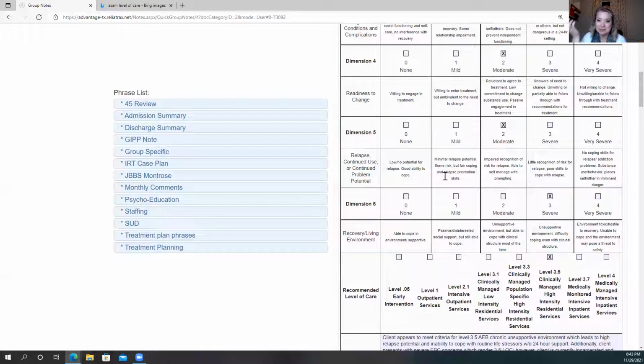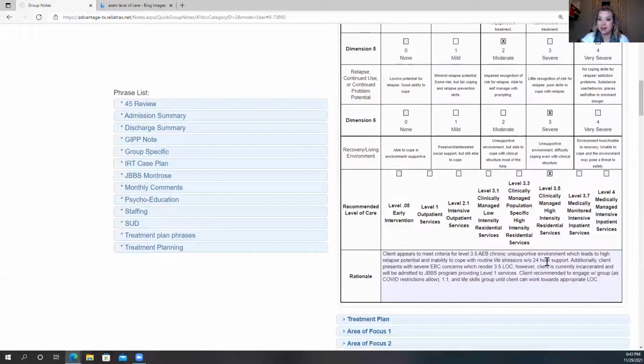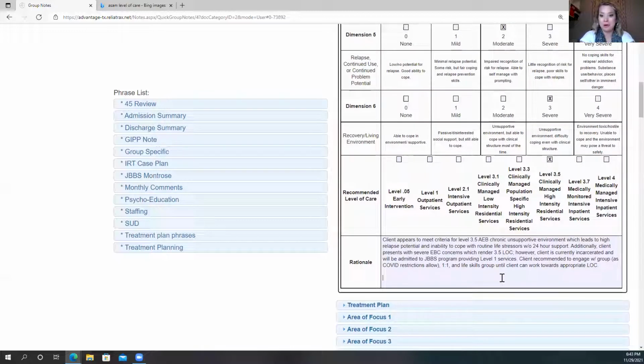The other thing I tell people is don't overthink the ASAM. This is not meant to be something that you spend 7 hours thinking about, what level of care your client goes into. If you're IRT, we are a 3.5. And if you're like, this client needs to be in IRT, then you need to mark 3.5 and justify why that is. You might very well put, client appears to meet criteria for level 3.5 and will be admitted into the IRT program.